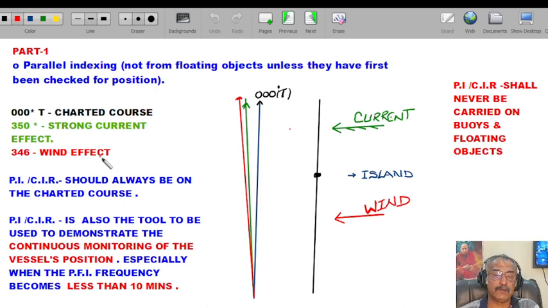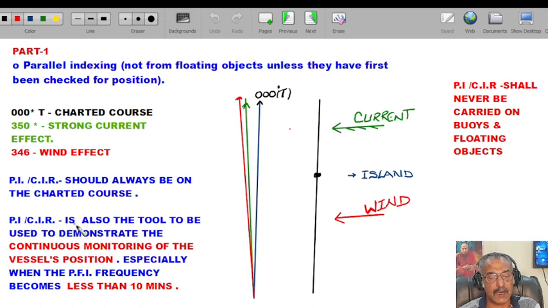You'll be surprised. Many of them said 346, some of them said 350, forgetting the basics. You have to make good a course of 000, because 350 or 346 is the course made good, and 000 is your charted track. So this point has to be clearly understood. PI or CIR, PI parallel indexing, CIR cross index ranges, should always be on the charted course. That's what I said earlier.